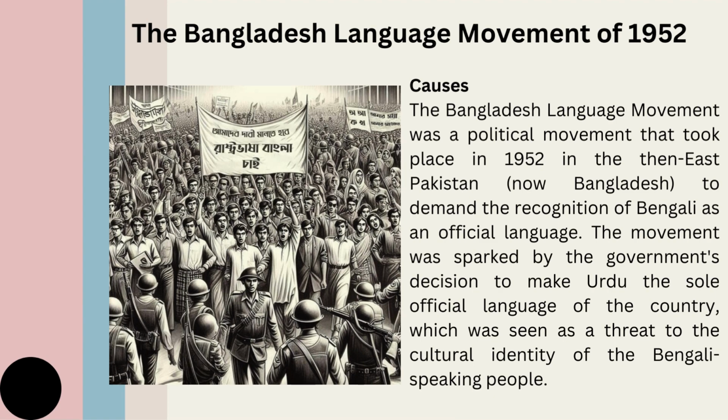The Bangladeshi language movement was a political movement that took place in 1952 in East Pakistan, now Bangladesh, to demand the recognition of Bengali as an official language. The movement was sparked by the government's decision to make Urdu the sole official language of the country, which was seen as a threat to the cultural identity of the Bengali speaking people.